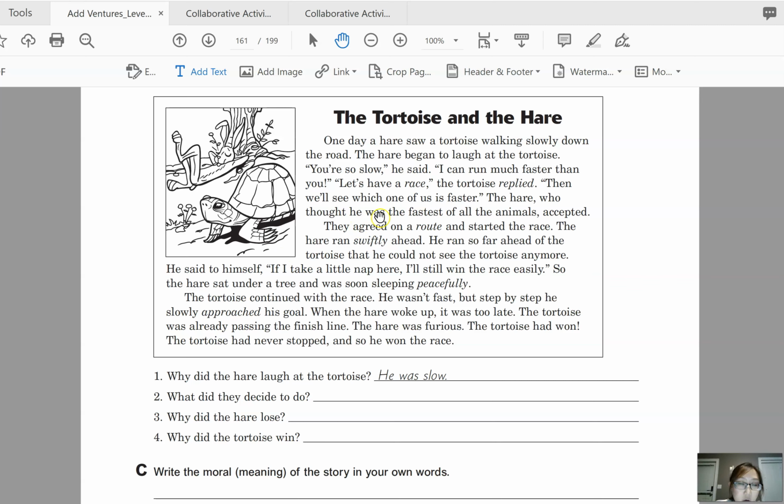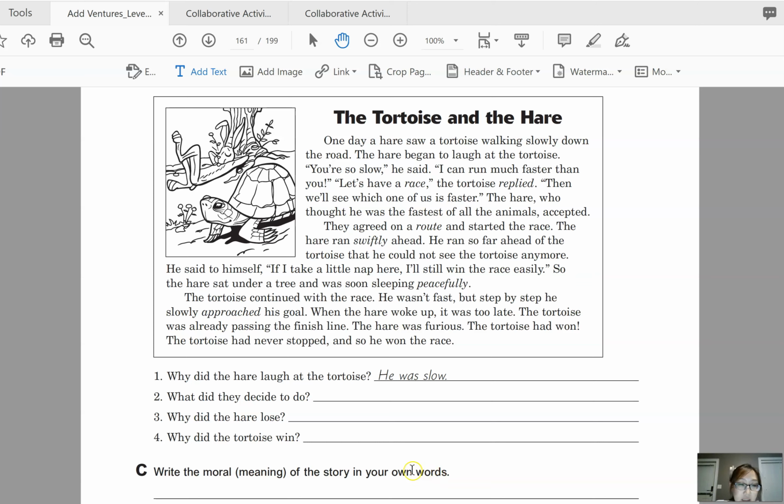So go ahead and read the story, and you'll see the vocabulary words in italics, as mentioned above. And italics are words that are leaning. So you can see they look a little bit different from the words around them. So read the story and then answer these questions in complete sentences. And then also do letter C. Write the moral, which is like a lesson or a meaning of the story in your own words.